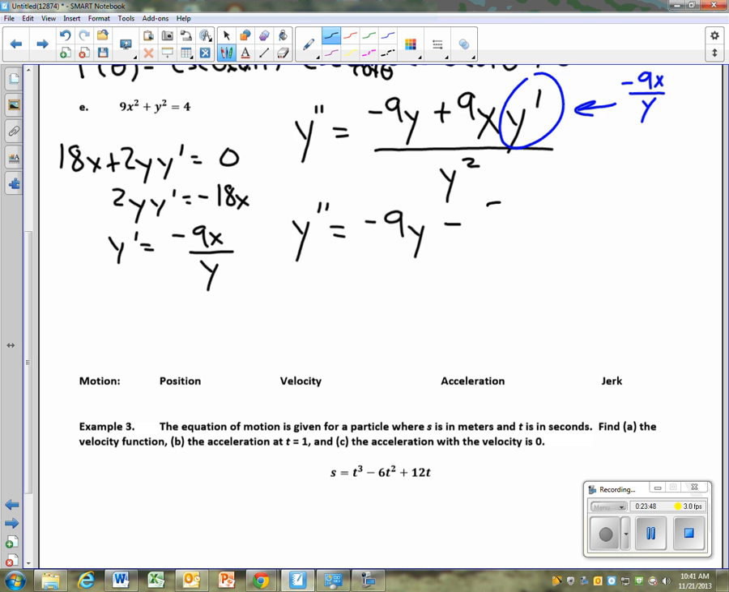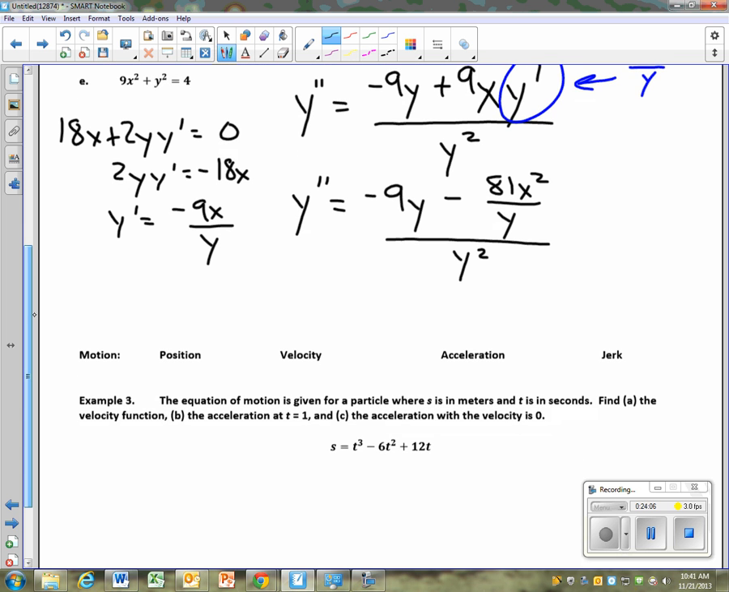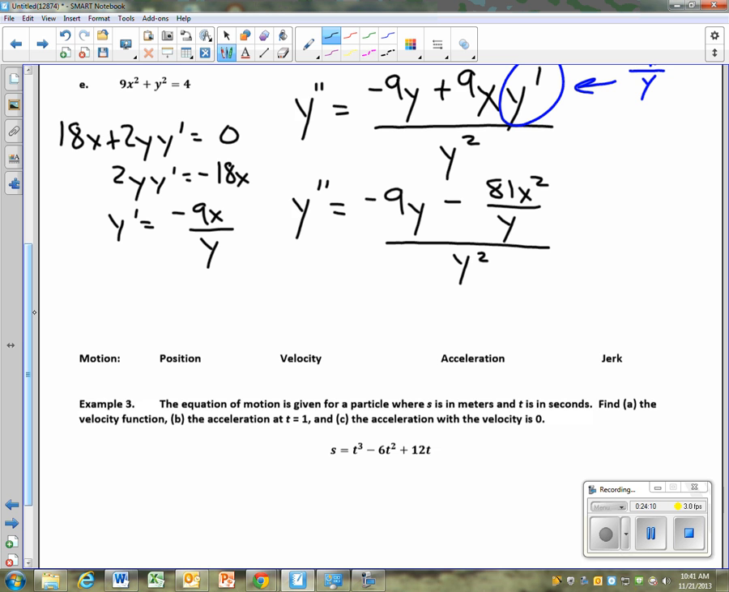So it's going to be minus 81x squared over y. Is that correct? And that's all over y squared. Now, okay, we got a complex fraction, don't we? So we need to multiply top and bottom of this by y. So I have y double prime is equal to, on the top I have negative 9y squared minus 81x squared over y. And I can multiply by the reciprocal, and we get negative 9x squared.